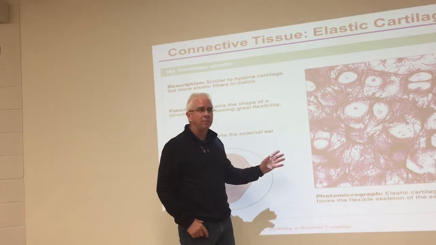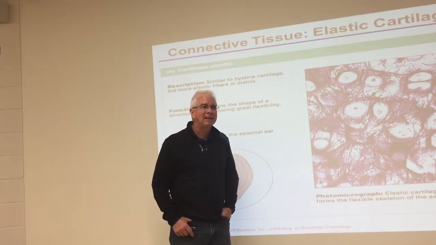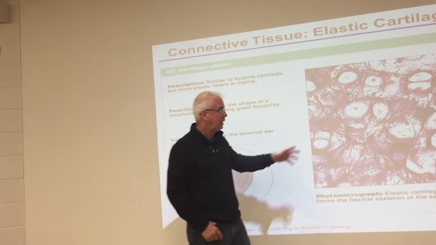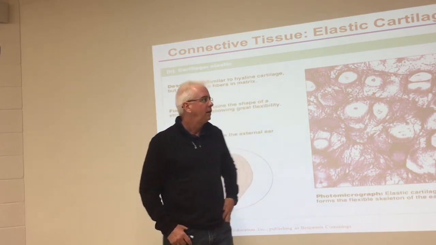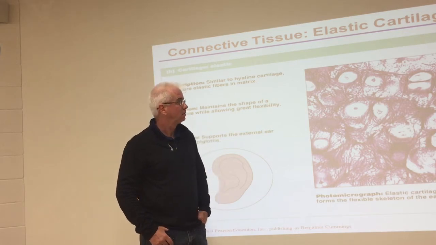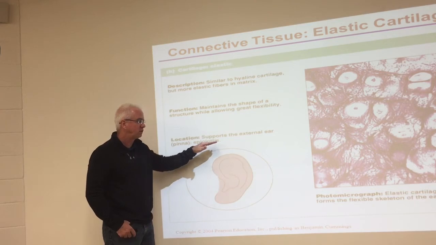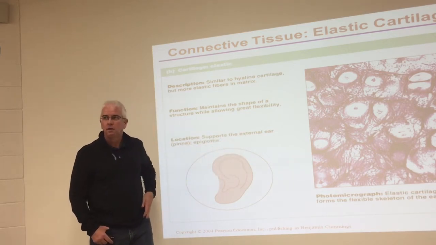This is a great example of a tissue that has a high concentration of elastin protein, elastic protein in the matrix. It gives it a different consistency. It makes it more pliable. Is that a good word? Elastic tissue in the elastic cartilage. This is the major support of your external ear and of your epiglottis.